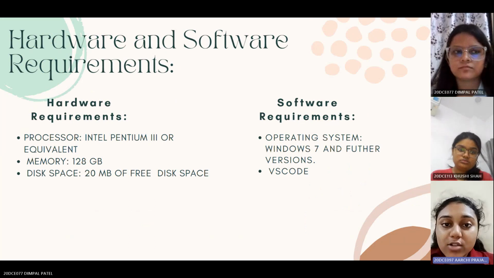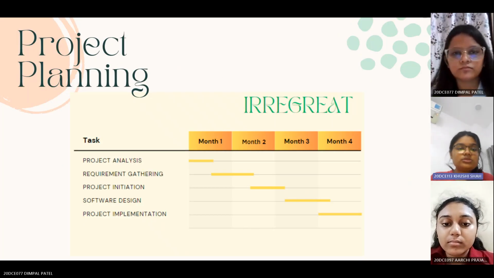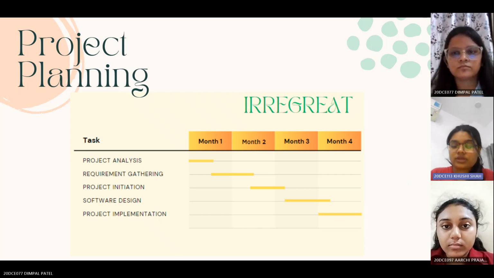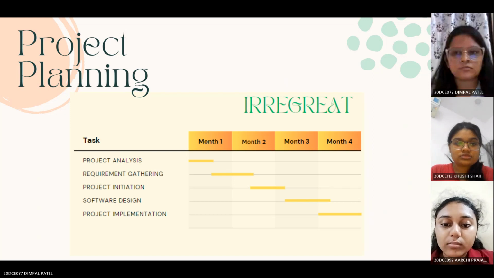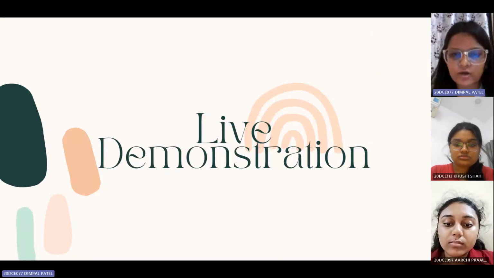So these are the hardware and software requirements for our project. So this is how we started with our project planning. We first analyzed what we wanted and we gathered some requirements. And then we started our project at the month 2. And then we started designing and finally implemented the project. We'll be showing a live demonstration at the end of our presentation.